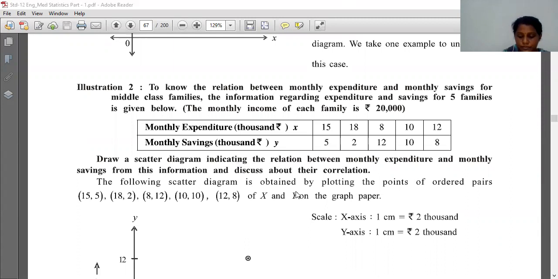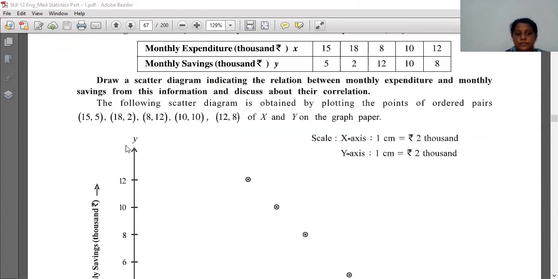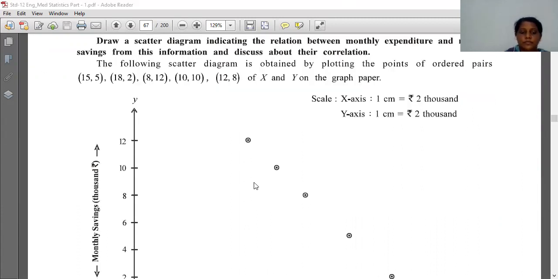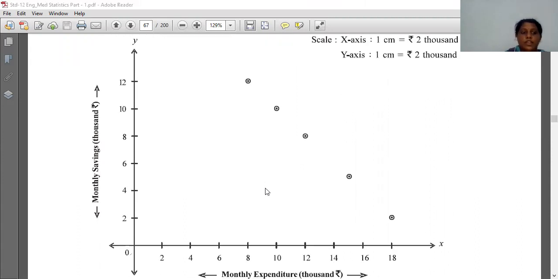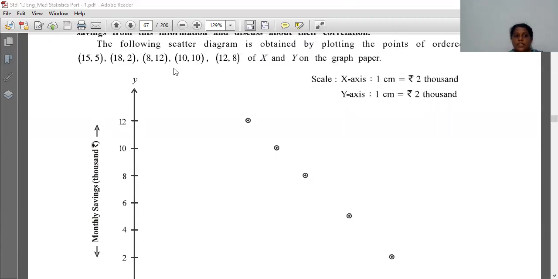Now, see here, we will draw a graph. Here, x-axis and y-axis. We will mention what is on the x-axis and what is on the y-axis. Scale also we have to write. Then we will plot the points according to whatever numbers are given.